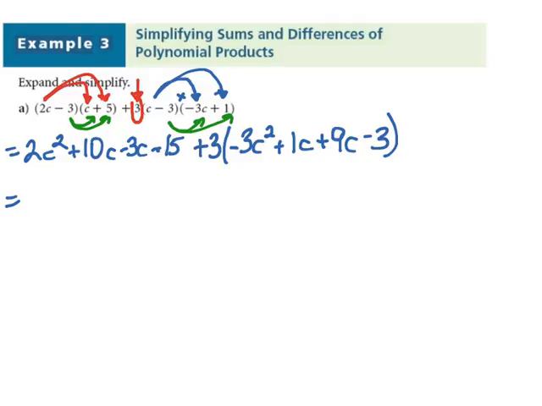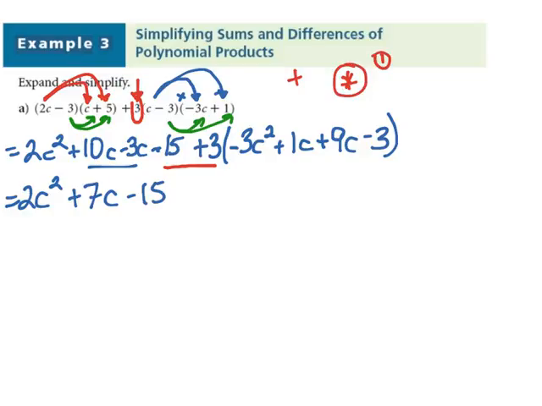Let's continue answering this question, and we could combine like terms. For example, right here, 10c and negative 3c. So 2c squared, 10 minus 3 is positive 7c, minus 15. Sometimes the tendency is that students want to add this negative 15 plus 3, but we cannot do that simply because there is an operation of addition and then multiplication. Multiplication has to be done first, and then we could add.